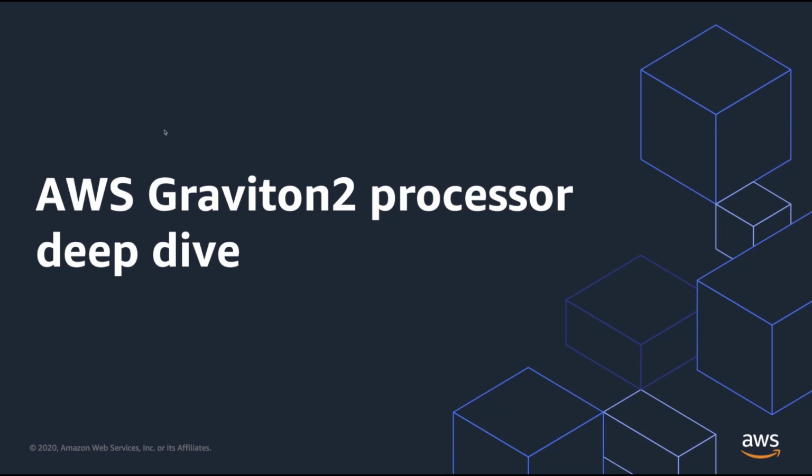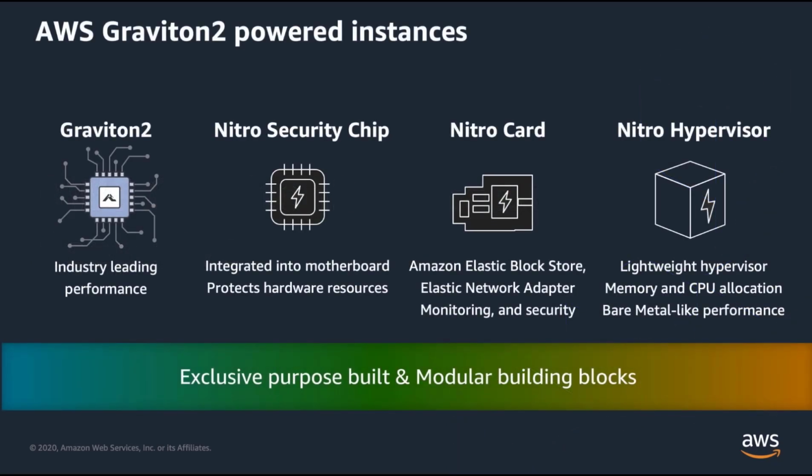Let's now do a deep dive on the Graviton 2 processor. All our AWS Graviton 2 powered instances are featuring obviously the Graviton 2 processor, but they're all based on the Nitro virtualization platform. The Nitro virtualization platform is a next generation virtualization platform on which we use the Nitro security chip to prevent any firmware from being tampered by an attacker. It is using the Nitro cards that are abstracting away the storage and the network adapters, bringing features about monitoring and securing the platform. And it uses the Nitro hypervisor, which is a lightweight hypervisor loosely based on KVM, which is bringing bare metal-like performance to virtualized instances.